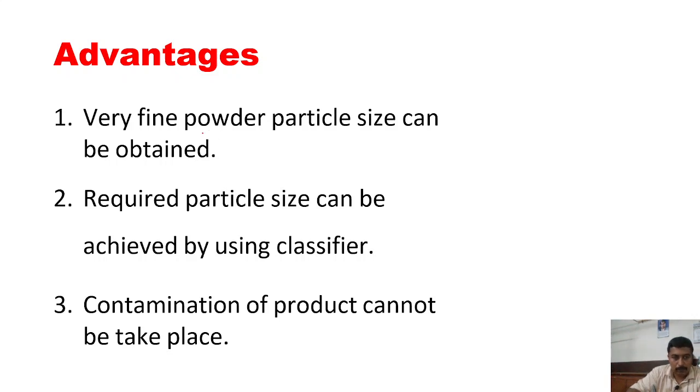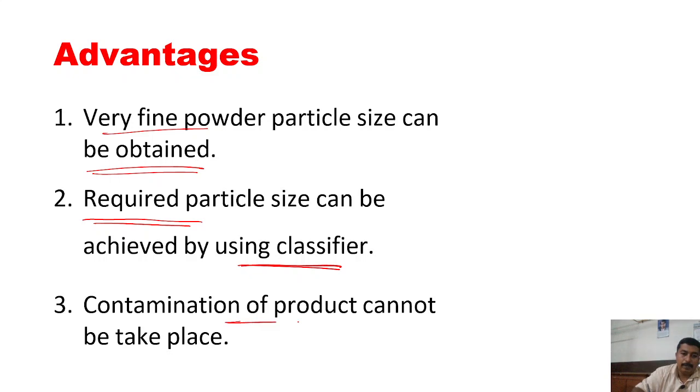Coming to the advantages, very fine powder particles are produced, because it is known as a micronizer; it produces much finer powder particles compared to the hammer mill and ball mill. Particle size is achieved by using the classifier, the cyclone separator, according to the size required. Sometimes two cyclone separators are connected in series for better separation of powder.